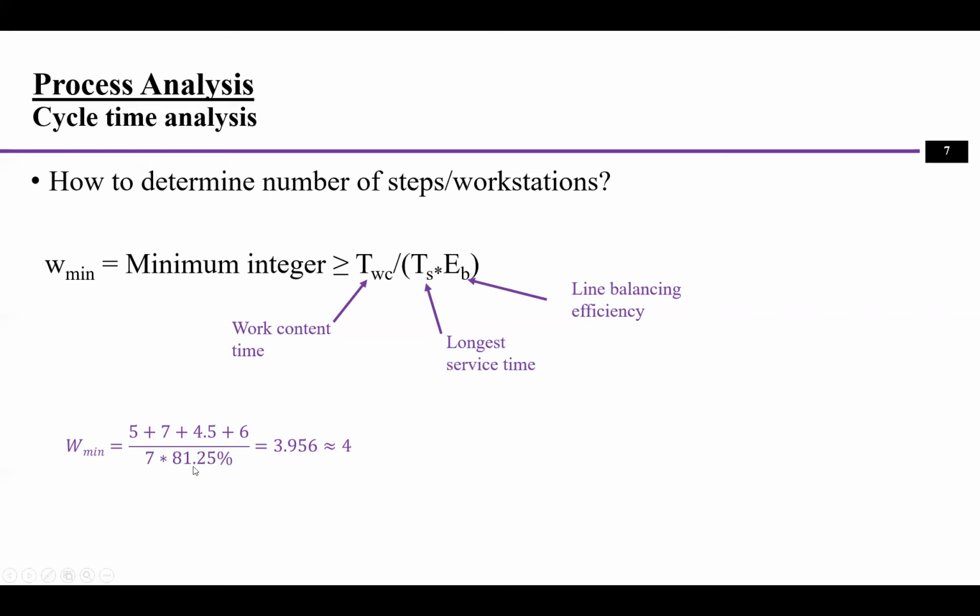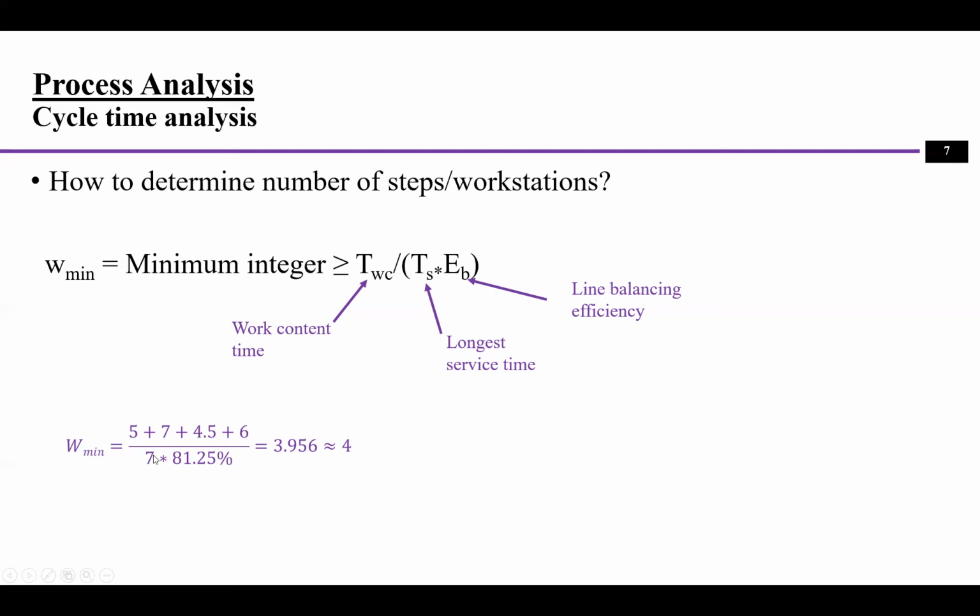Now let's calculate how many workstations. Here we got 3.956, which is close to 4. So suppose that this is all the task time we need to complete the product. We know the cycle time we want, and also we know the line balancing efficiency. Why do we need this line balancing efficiency?